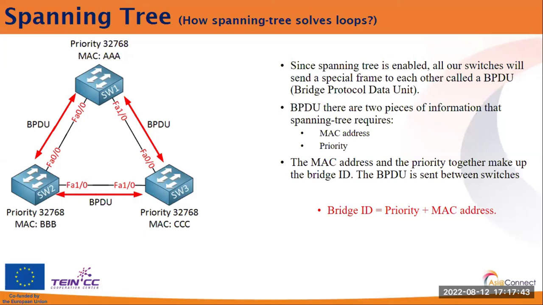And this bridge protocol data unit has actually two pieces of information content, that is MAC address and priority. The MAC address and priority together make the bridge ID. So you can see here, spanning tree mainly requires the bridge ID for its calculation. Let me explain how.